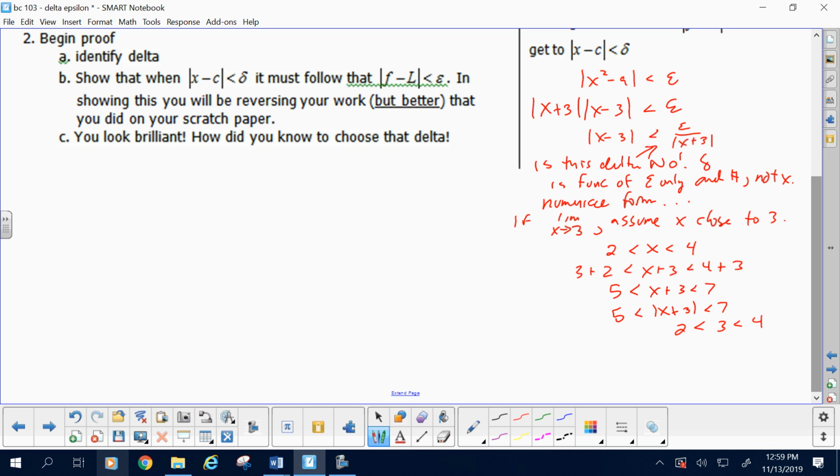2 is less than 3 is less than 4. What happens when I take reciprocals? Is 1/2 less than 1/3 less than 1/4, or do the inequalities switch directions? Switch directions. Now that's partially why negatives are so hard, or if there's a mixture of positives and negatives. But we know that to be true. Now, because of that, that implies that this would be the same as 1/5 is greater than 1 over the absolute value of x plus 3 is greater than 1 over 7.